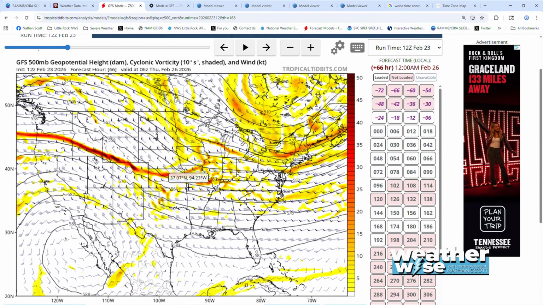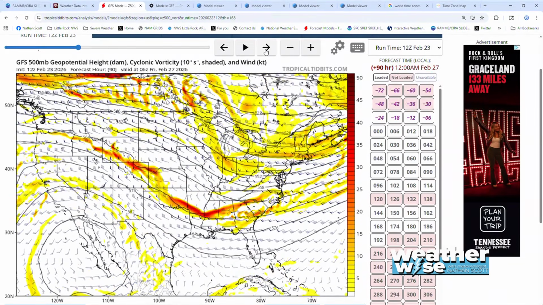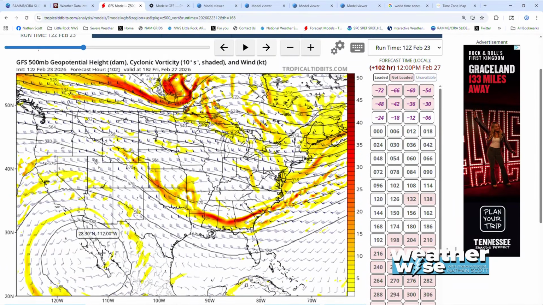This is known as a little vortmax or a little short wave going through Missouri. This is 6Z Thursday, so that would be 12 o'clock at night for us, Central Time. The ridge out here into the Baja of California continues to develop.